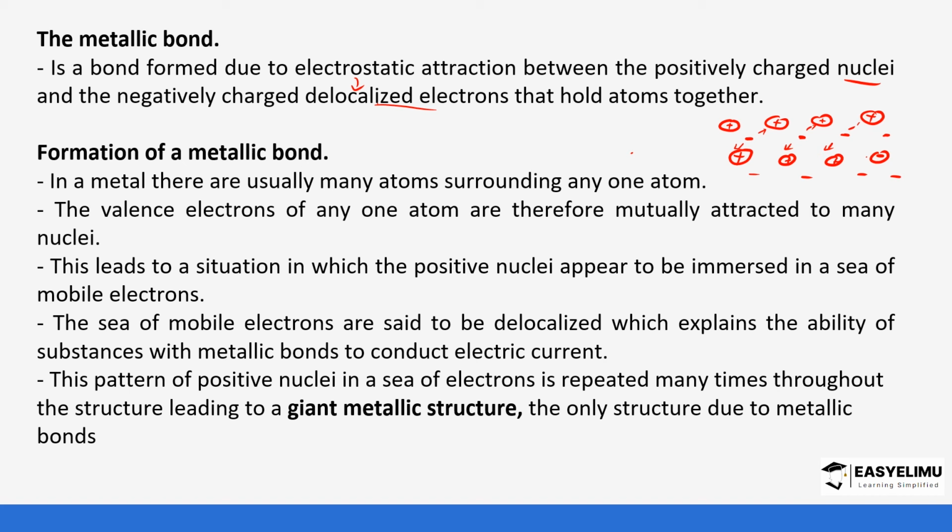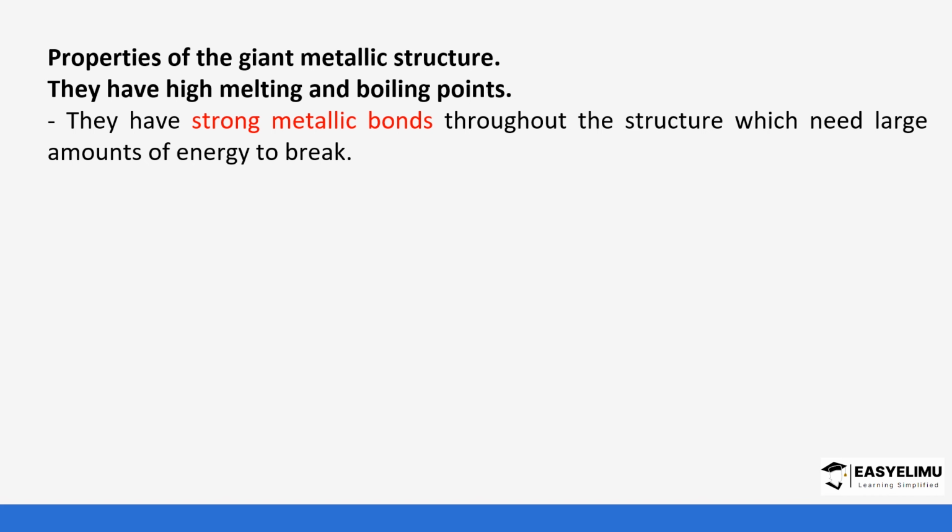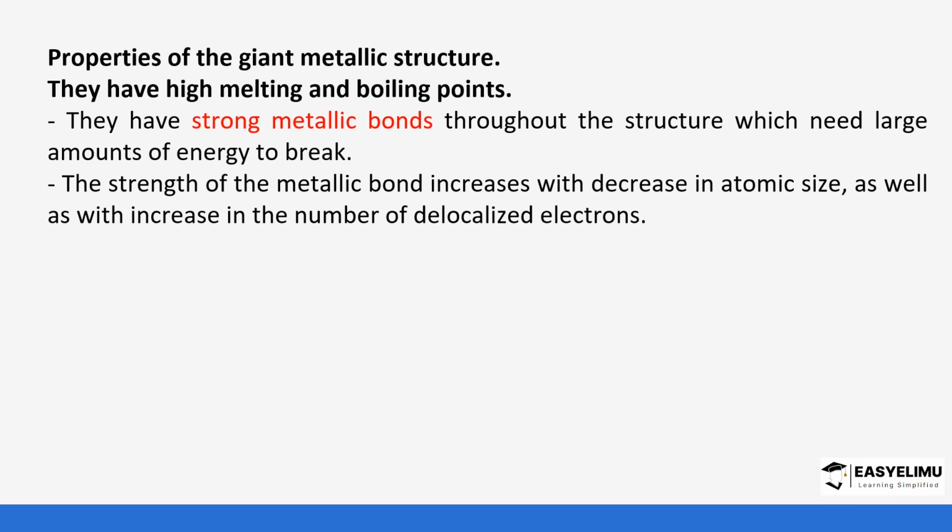And the more delocalized electrons a metal has, the stronger the bond, because the delocalized electrons will be attracted to more nuclei, making the metallic bond stronger. So some of the properties of this bond are they have very high melting point and boiling point. Because of those strong bonds throughout the structure, there is need for a lot of heat to break them. And the strength of the metallic bond usually increases with the decrease in the atomic size, as well as the increase in the number of delocalized electrons.